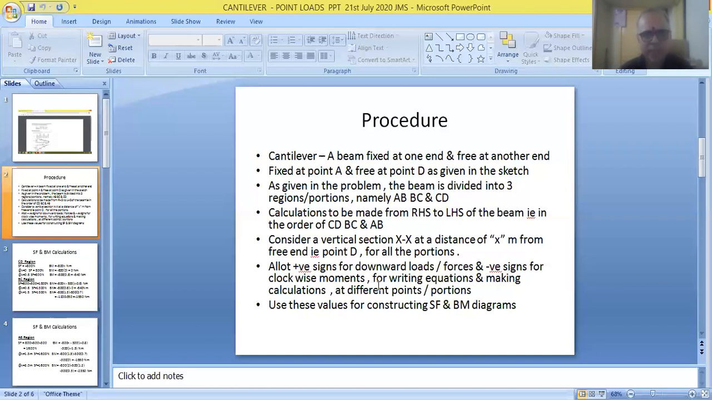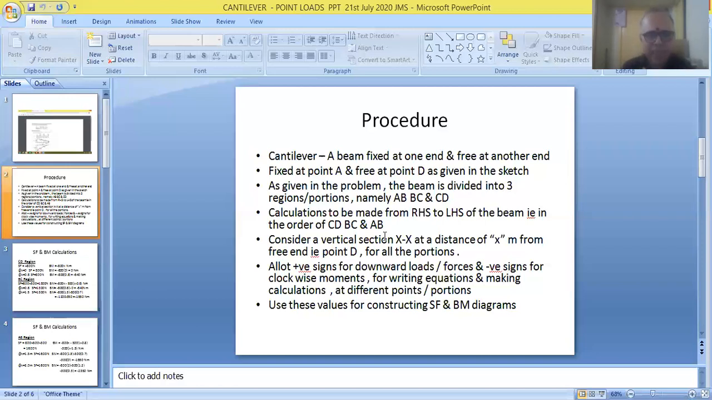So friends, considering a vertical section XX at a distance of X meter from the free end of the beam is very, very essential for writing equations for all the portions of the beam. So for the CD portion, we use the same method. We have to consider the section like this. For the BC region also, we follow the same procedure. And ultimately for the AB region also, we follow the same procedure.